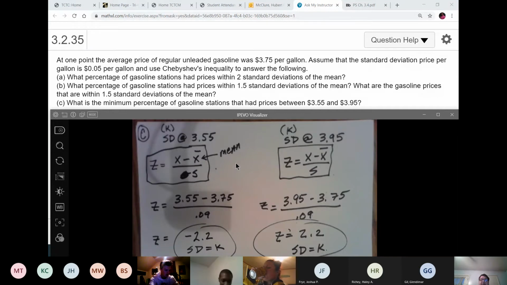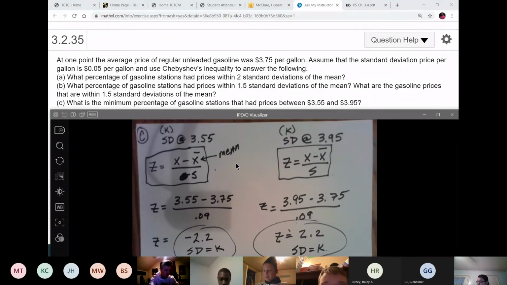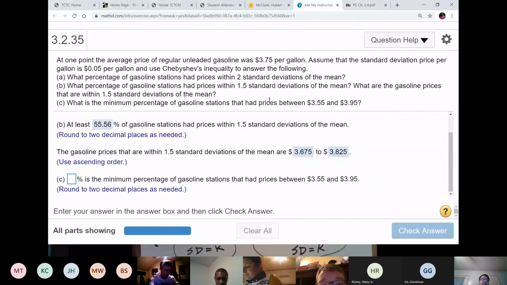All right, somebody give me that percentage for 2.2. What do you get? For 2.2 right here, somebody give me that percentage. K, 1 over 2.2, 1 minus 1 over 2.2 squared would be 4.4. 79%. Okay. Is that what y'all got? So 79% should be the answer.